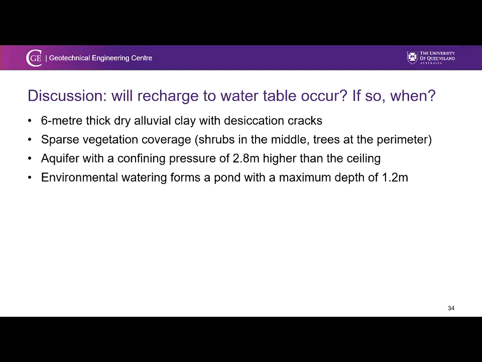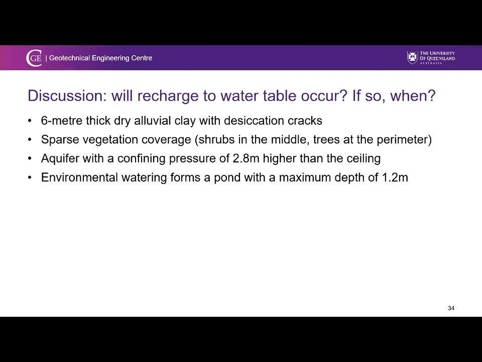Okay. Environmental watering forms a pond with a maximum depth of 1.2 meters. Because we pump water inside, there's a pond, and the depth at the deepest point is about 1.2 meters. So in that case, if you use Darcy's law here, the top part has a hydraulic head of 7.2 meters, right? The underneath is 3. So you do have a head difference that allows recharge to take place.